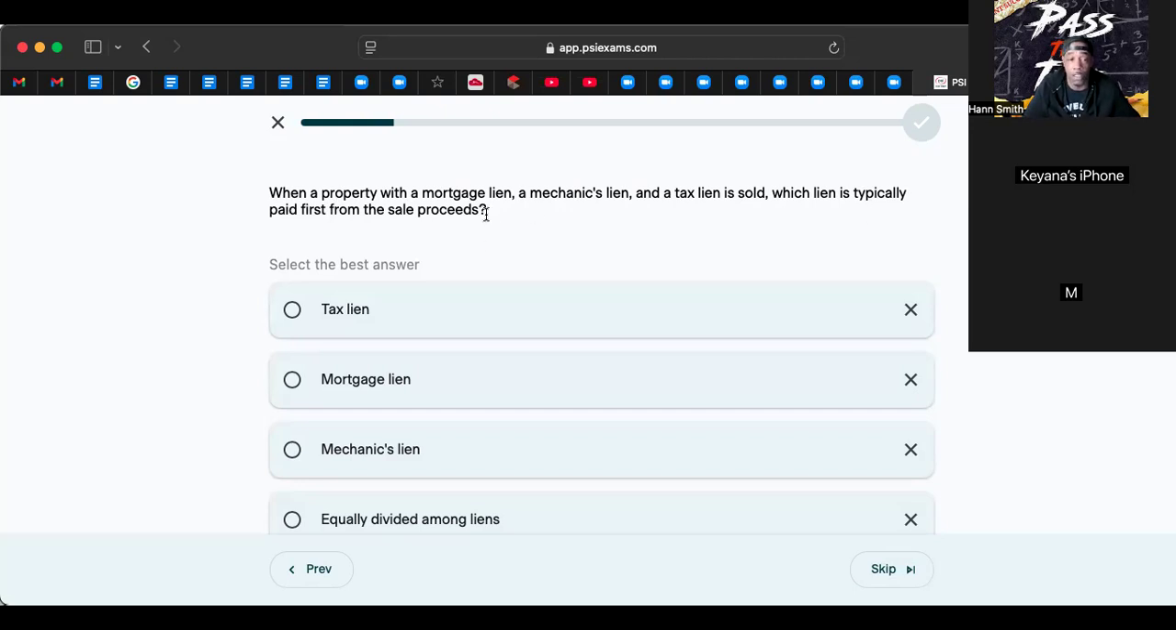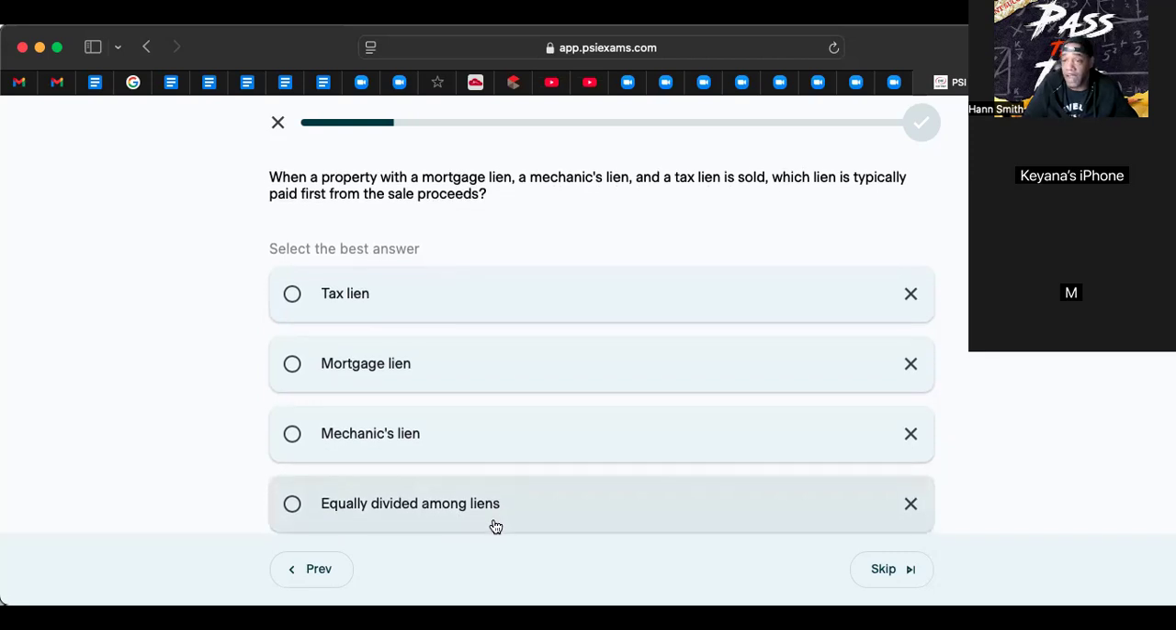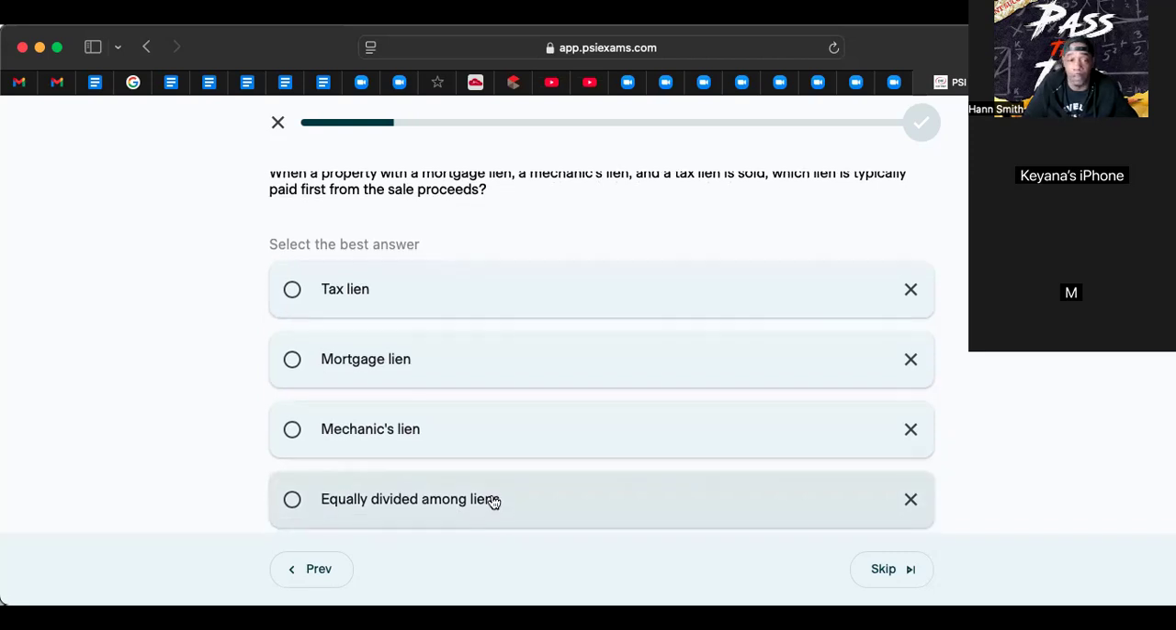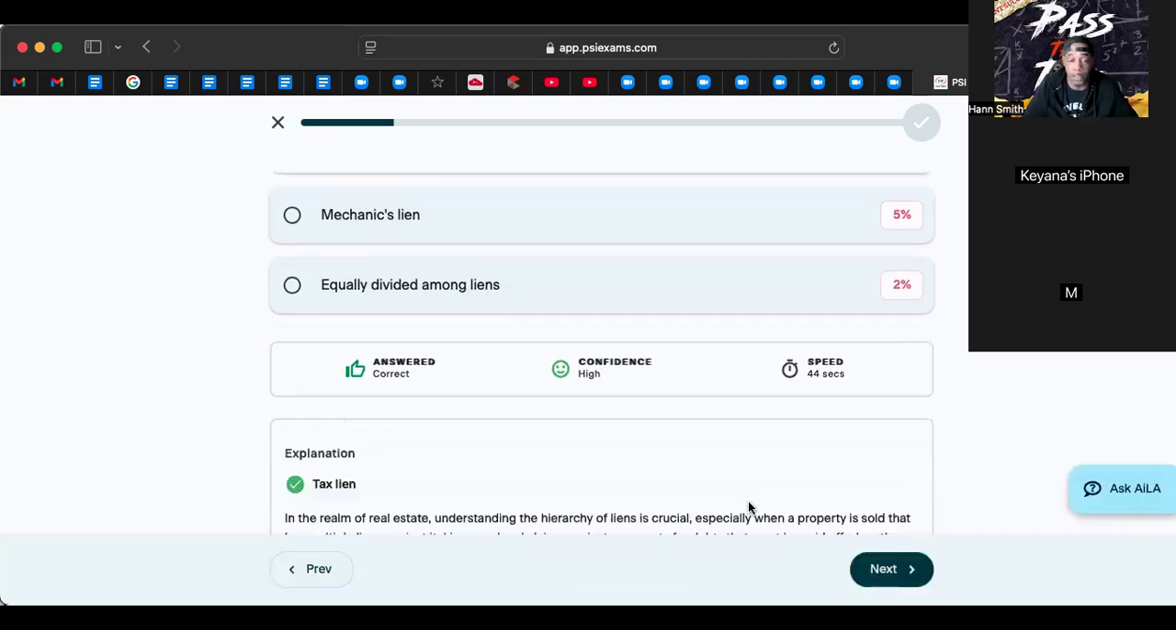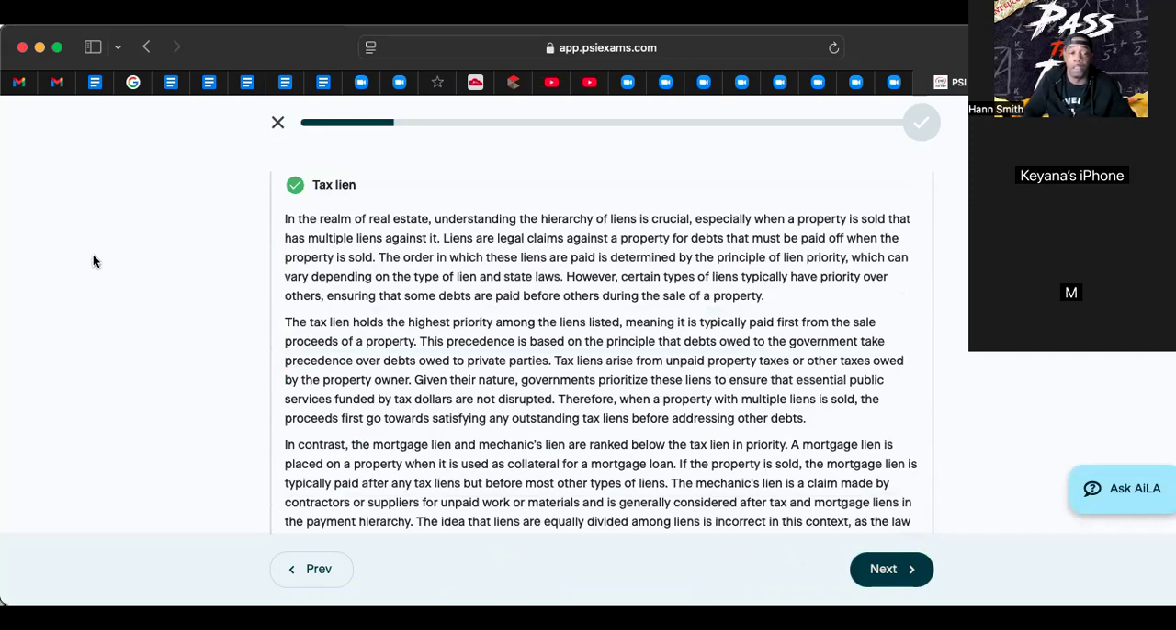I told y'all, we just got through talking about that. Is it tax lien, mortgage lien, mechanics lien, or equally divided amongst liens? We can just answer this one. It's tax lien, right? Yep. So we're going to read that. The tax lien holds the highest priority amongst the liens listed, meaning it is typically paid first from the sales proceeds of a property.